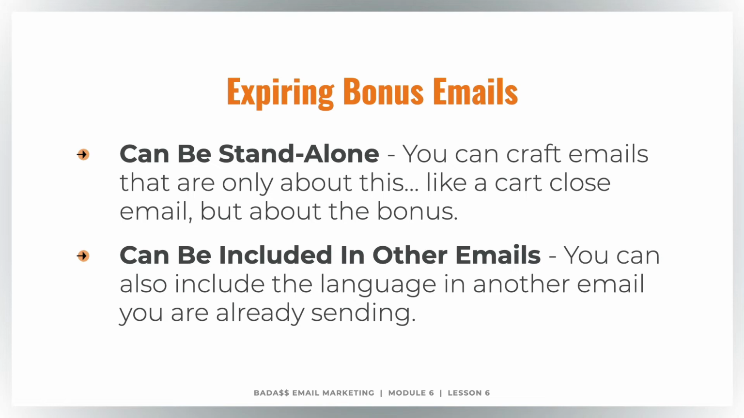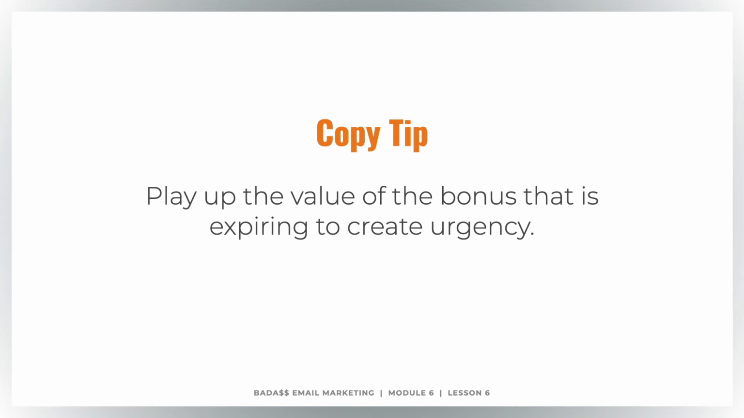The other way to do it, and what I normally do, is include language in another email that I'm already sending. I'll highlight the main email and then add a point: you'll want to act now because this bonus is expiring tonight. That can be a very useful add-on, especially if you already have a full schedule of emails. Adding these into existing emails is a way to not have to send another email, but still create the urgency.